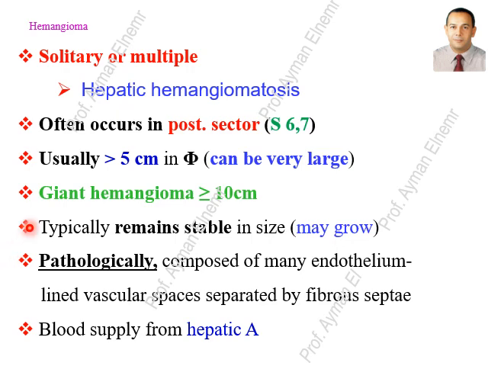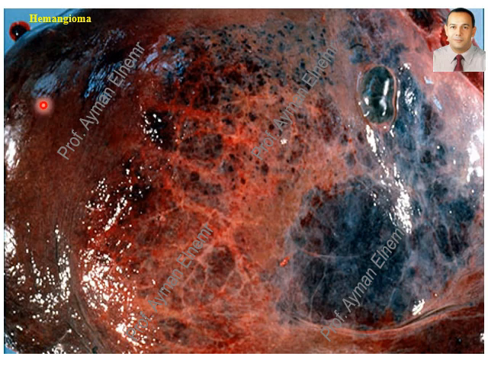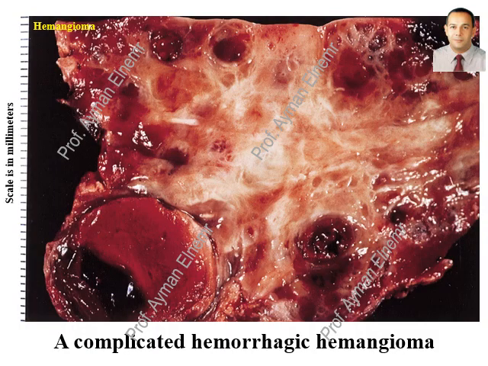Pathologically, hemangioma is composed of many endothelium-lined vascular spaces separated by fibrous septae. The blood supply is from the hepatic artery. This is the gross appearance of hemangioma. As we see, it is composed of many vascular spaces which vary in size and contain blood. And this is a cut section. It may show fibrosis in the center, and it is also complicated by areas of hemorrhage.